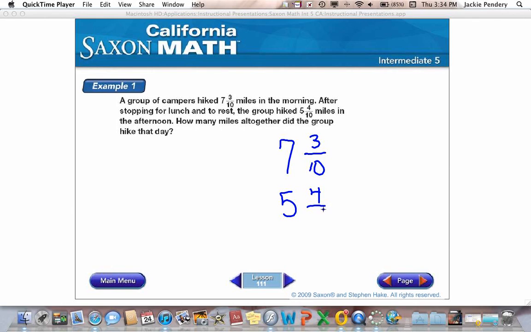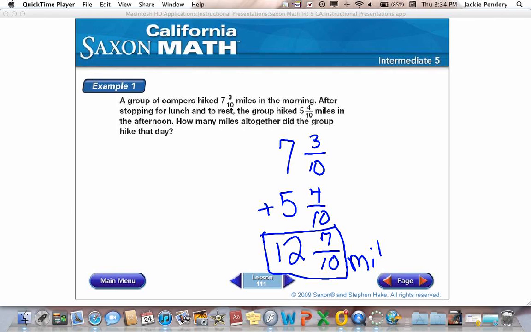5 4/10. We're adding, we always add the fractions first, and we only add the numerators. 3 plus 4 is 7. My denominator remains 10. I don't add the denominators. And 7 plus 5 is 12. Okay, I can't reduce 7/10, so here is my answer. But of course, it's a word problem, so you're going to put miles on the end of your answer. Okay? All right, let's look at example 2.